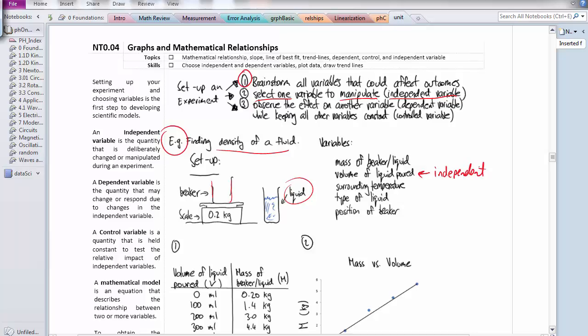And what are we going to observe? Well, for different volumes of a liquid, we're going to see what the scale reading is. So what we observe is the mass, and so this becomes the dependent variable.